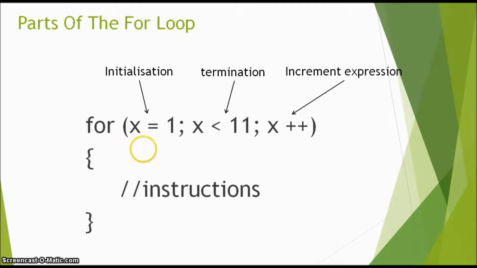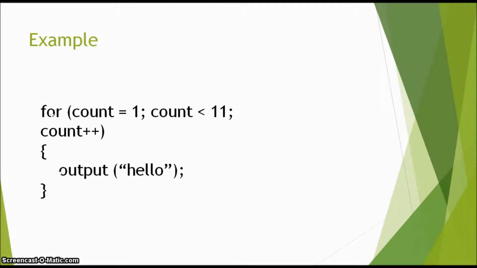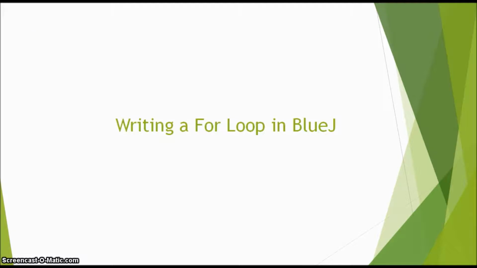Yes, anyway, Dan, here's an example of a for loop in action. So we've used a counter variable called count here. We've set it to 1. It's going to run when it's less than 11 and go up by 1 each time. And the instruction is output hello. And as this loop runs 10 times, hello is outputted 10 times.